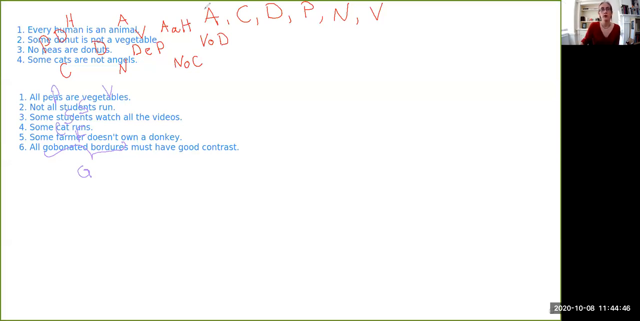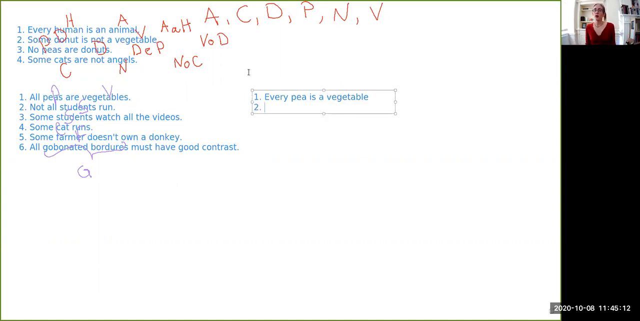So the first sentence is easy because we can go from all peas are vegetables to every pea is a vegetable. And that has the nice format of an English language categorematic sentence.